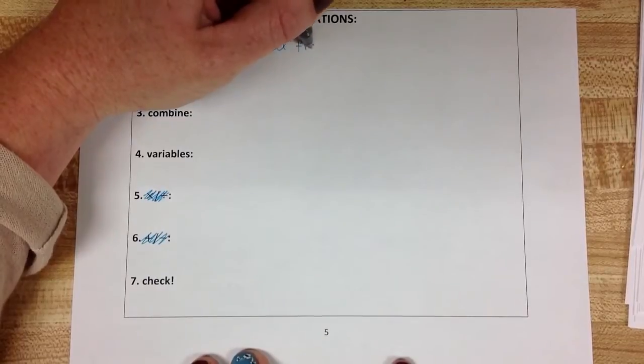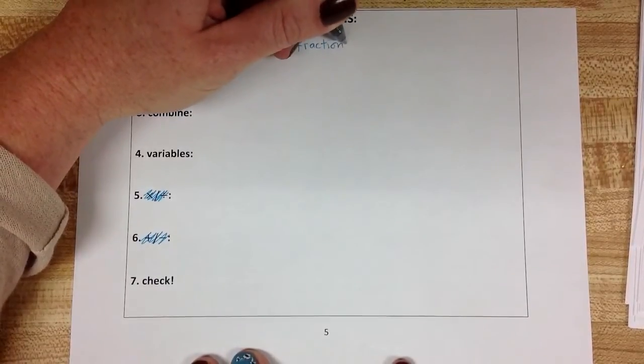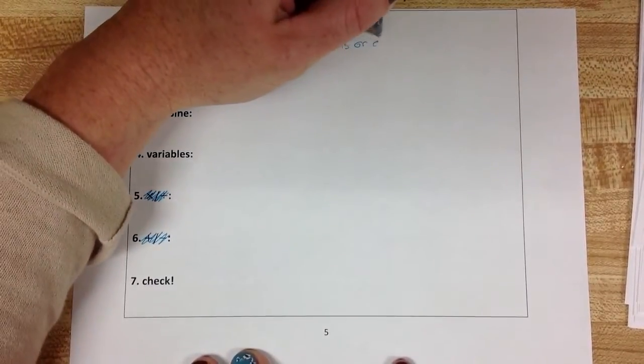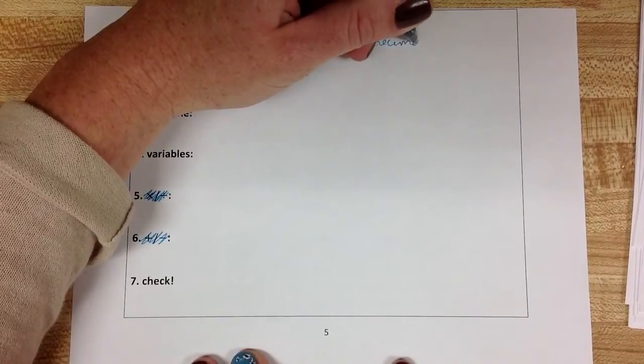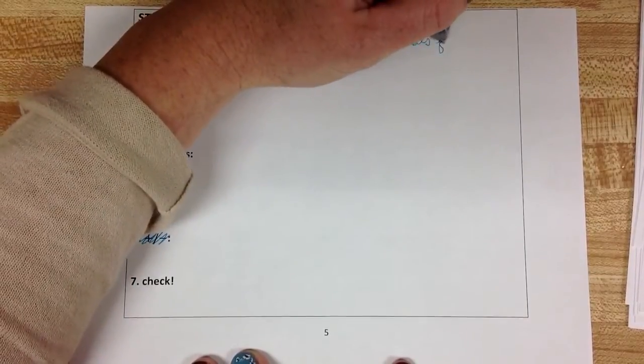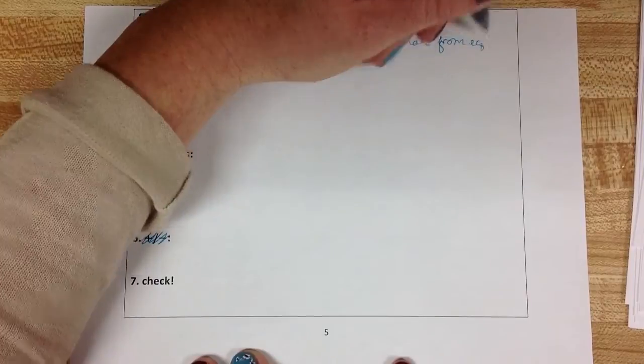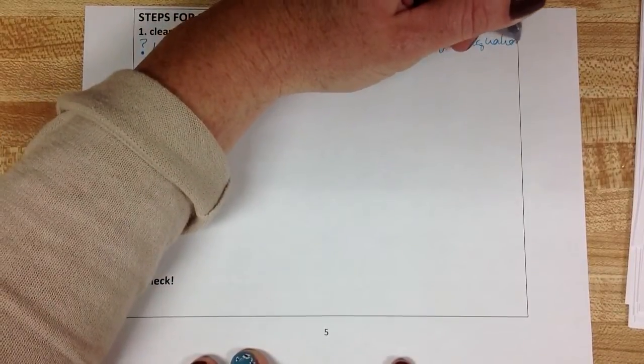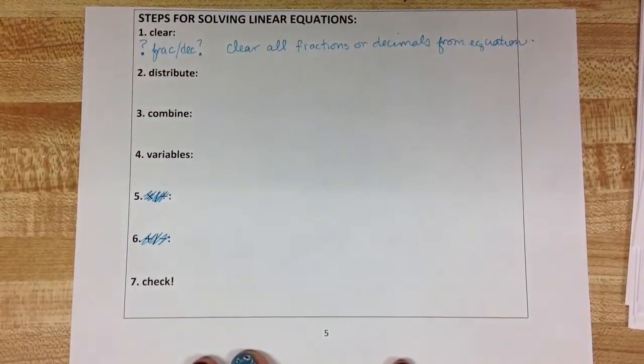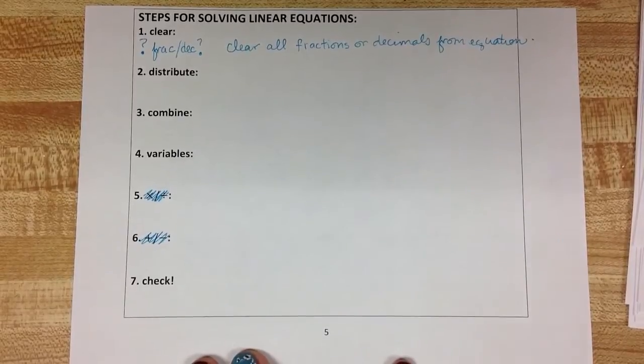all the fractions or decimals from the equation. And we have a later section where we're going to go through the steps for how you actually clear fractions or decimals from an equation.